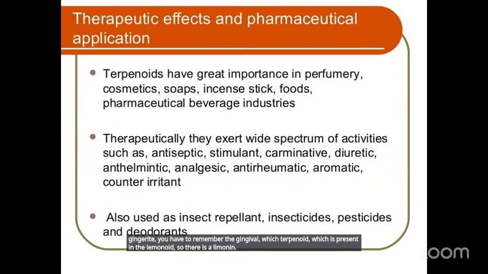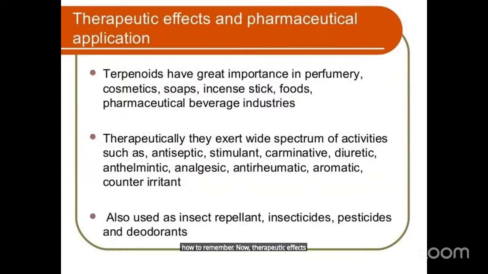You have to remember. Now, therapeutic effects and pharmaceutical application. In case of terpenoids, you know, they have a very important role in the perfume industry, in the cosmetic industry, in the essence, foods, and pharmaceutical beverages industry. Right? They have a wide spectrum of activities such as antiseptic, stimulant, carminative, diuretic, anthelmintic, analgesic, antirheumatic, and aromatic activity. Right? You will see terpenoids have an important role in condiments also. They are also used as repellents, insecticides, deodorants, and pesticides.